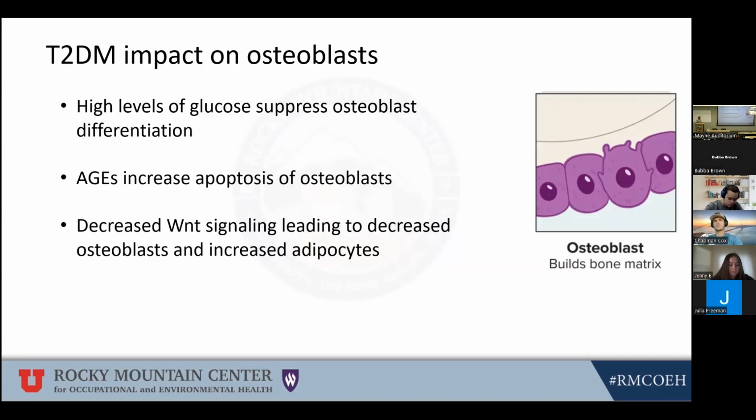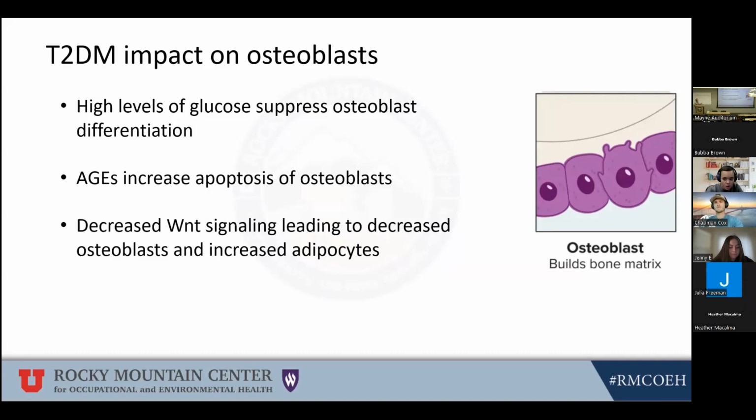And an interesting one, also brought up later in the presentation, is decreased Wnt signaling. This gets into an area I'm not super familiar with, but it's the cellular communications and proteins and how cells come from stem cells and become what they're going to become. Decreased Wnt signaling leads to decreased osteoblasts and increased adipocytes, or fat cells. Adipocytes and osteoblasts come from the same stem cell line, and decreased Wnt signaling potentially sends some of those stem cells to become adipocytes that would have otherwise become osteoblasts.